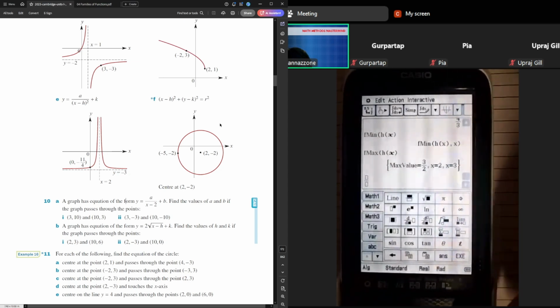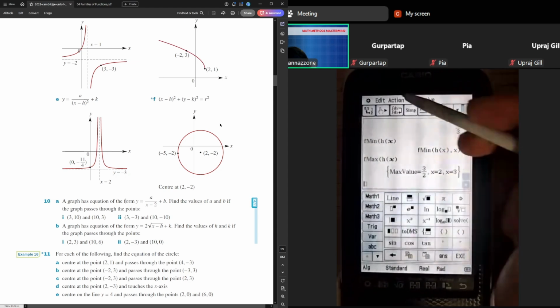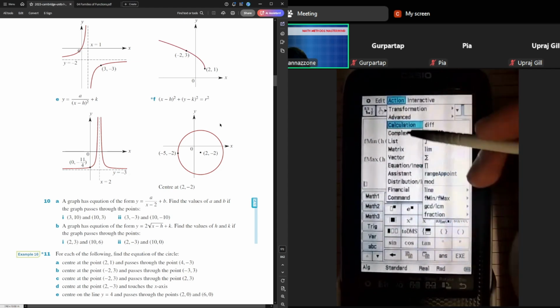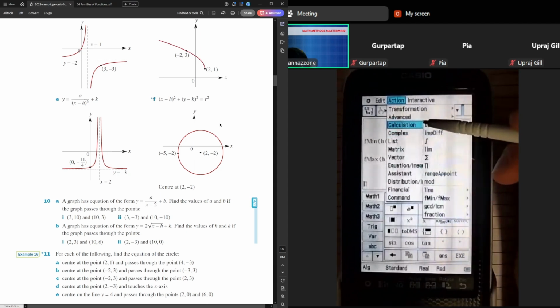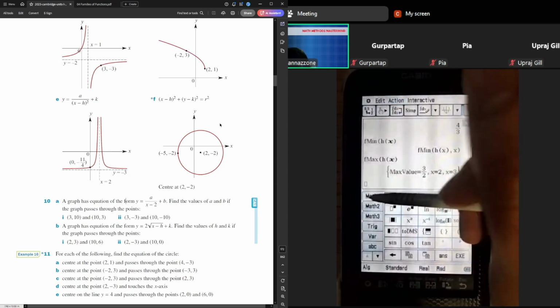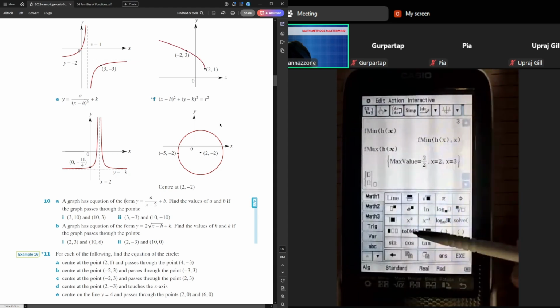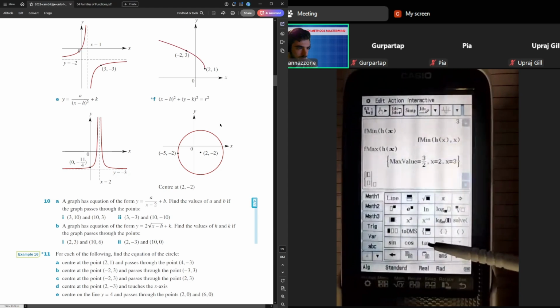No, it's just fraction. Maybe I could find it in here. Oh, actually, it's this, isn't it? Yes, it is. Ha, found it. So it's this button here that you want.